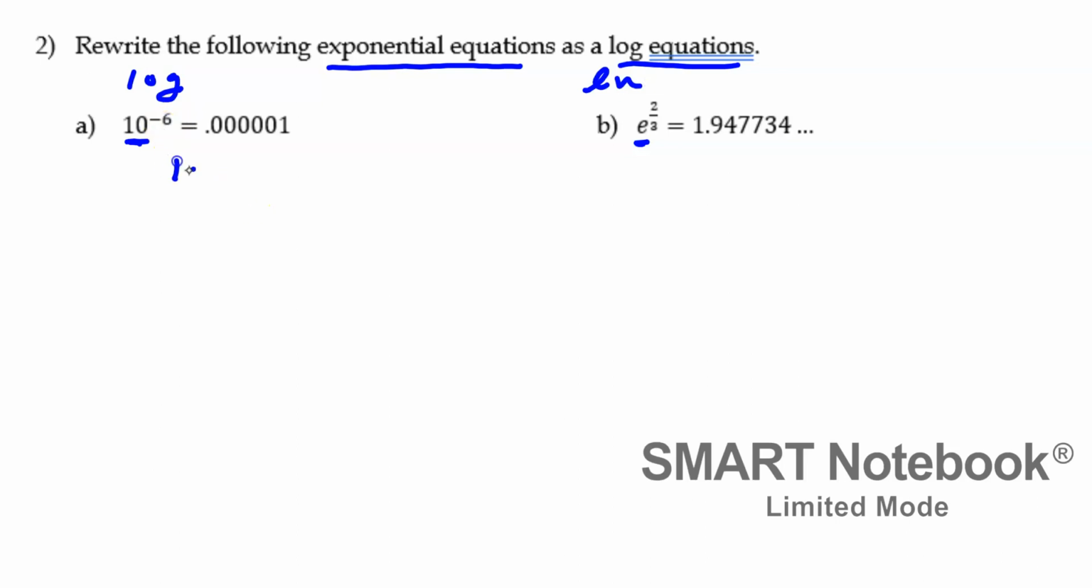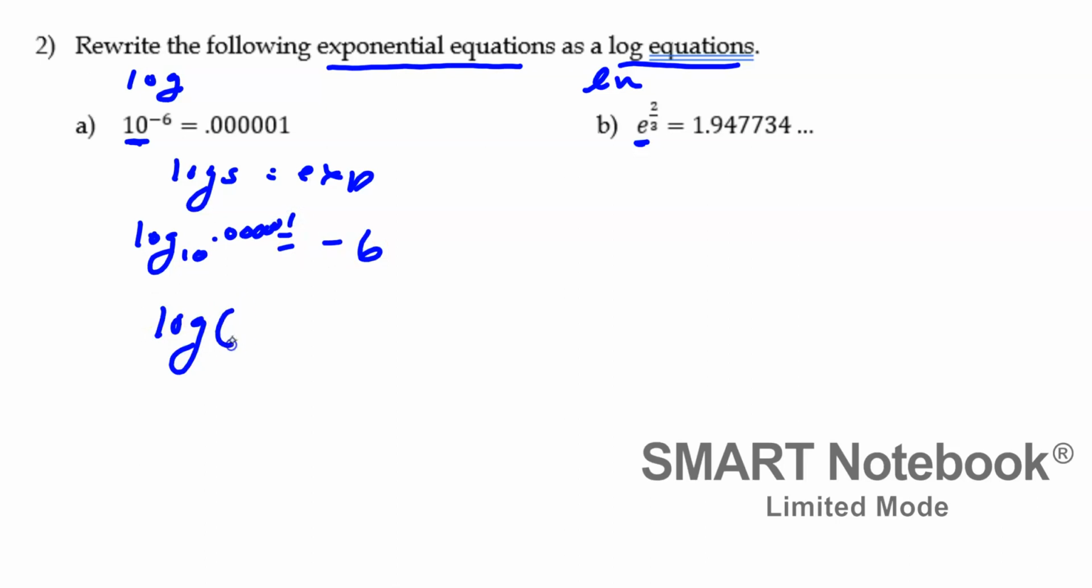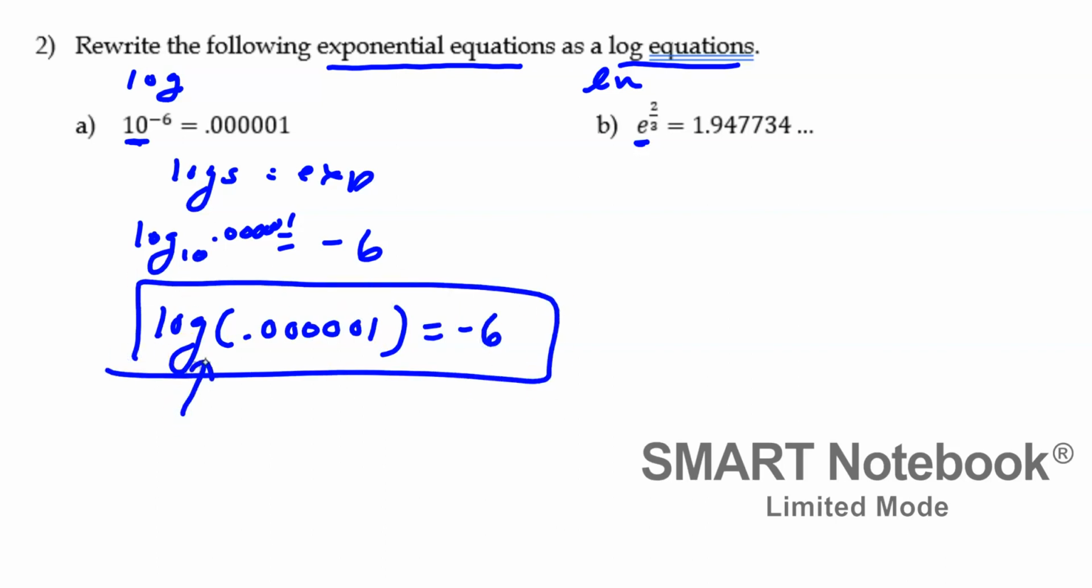So I know that logs equal exponents, so I know my exponent must be over here. If I was going to write this, it's log, technically base 10, I'm going to change this in a little bit, of 0.000001 equals negative 6. A better way to write this, though, is just log of 0.000001 equals negative 6, because you assume that the 10 is there, but you don't need to write it.